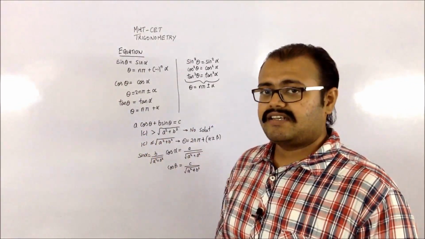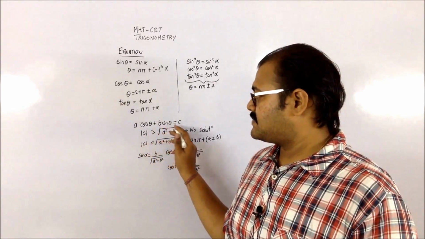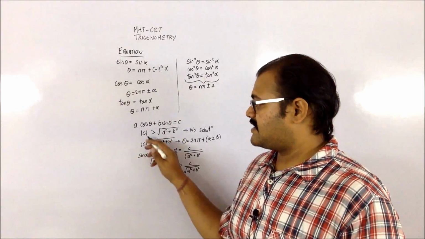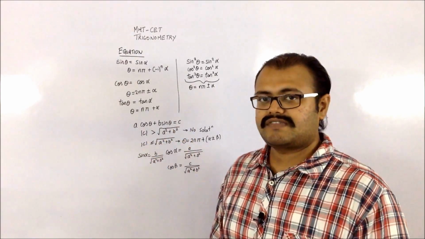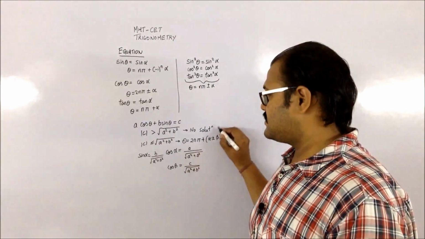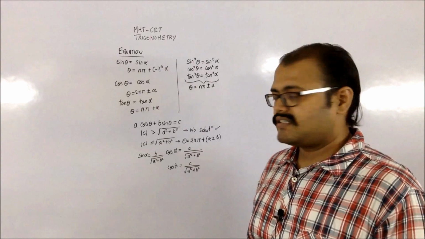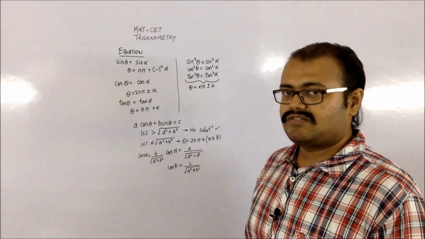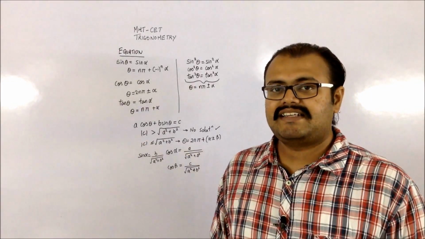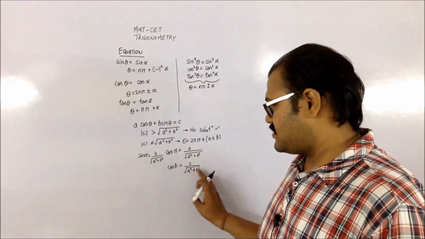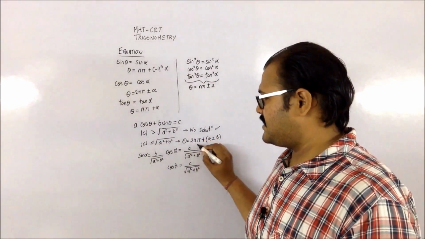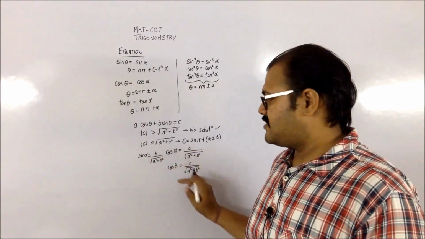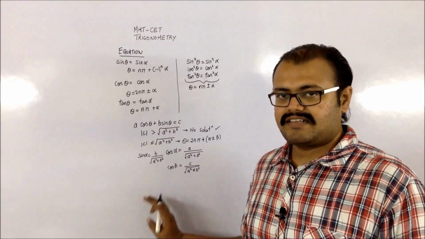If you have this particular equation, a cos theta plus b sin theta equals c, and if your c value exceeds root of a square plus b square, then there is going to be no solution. In the next case, if your c is less than this value, root of a square plus b square, then the solution does exist and it is given by this form, wherein theta is equal to 2n pi plus alpha plus minus beta, and you will have the values of alpha and beta given by these values.